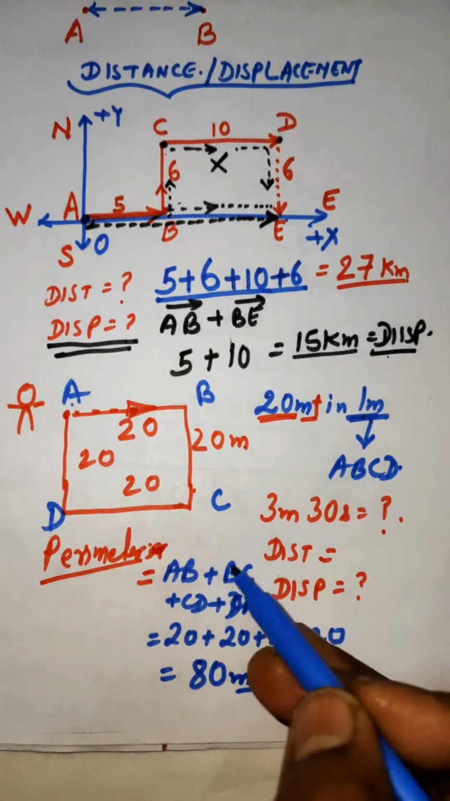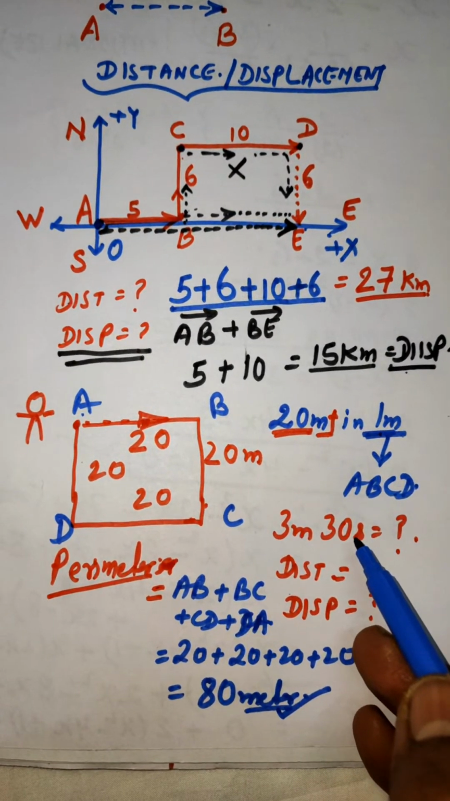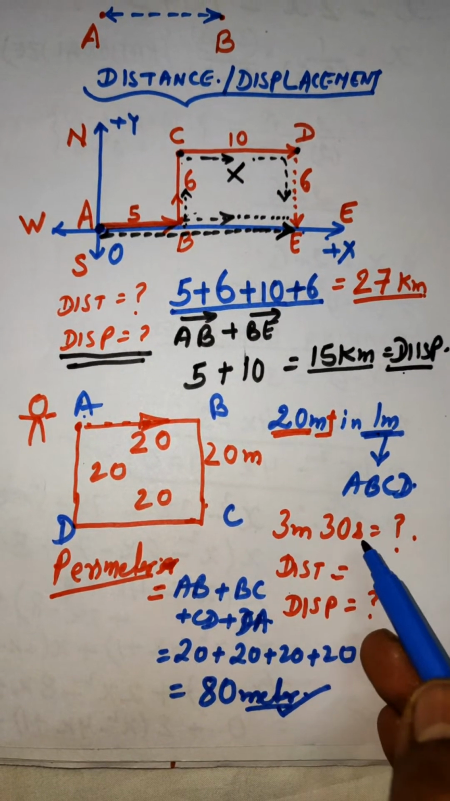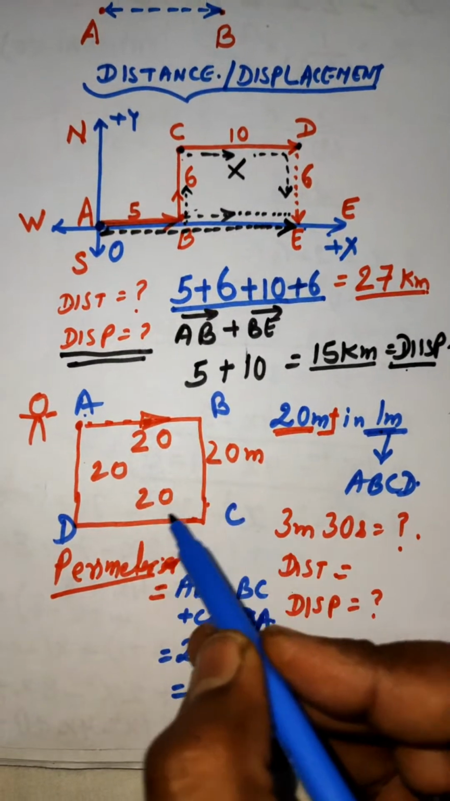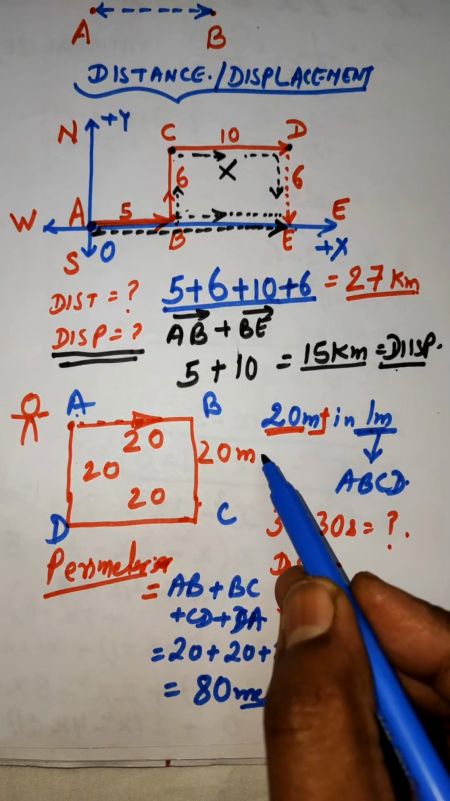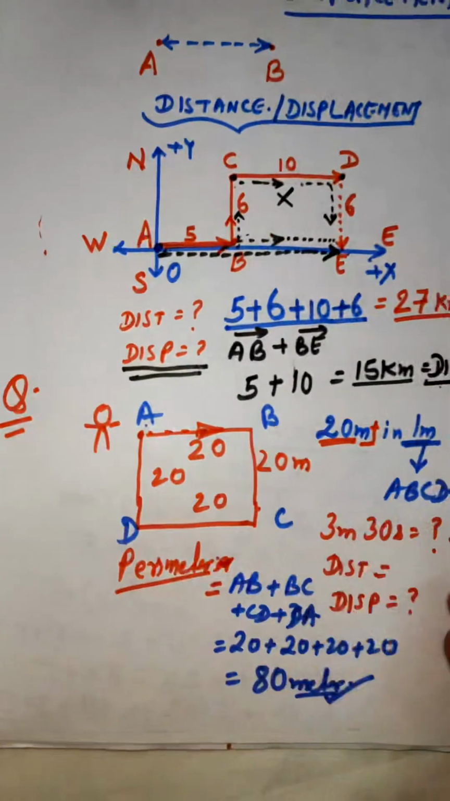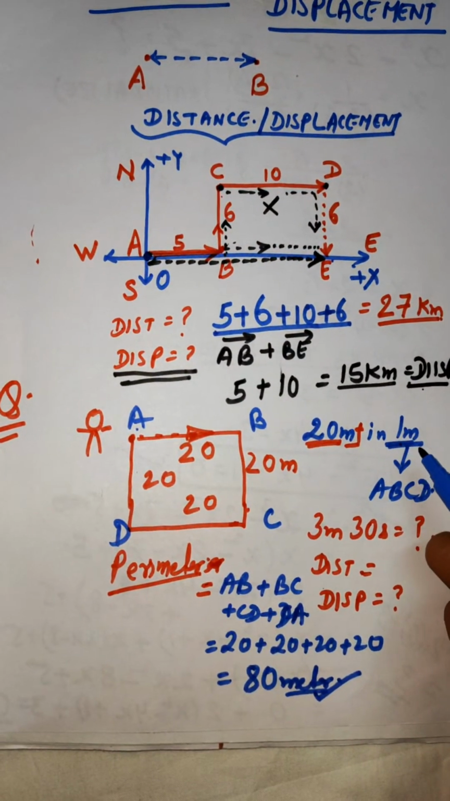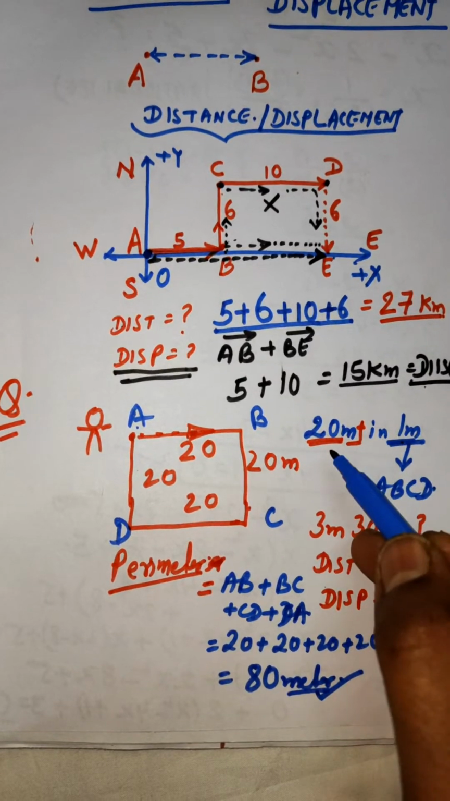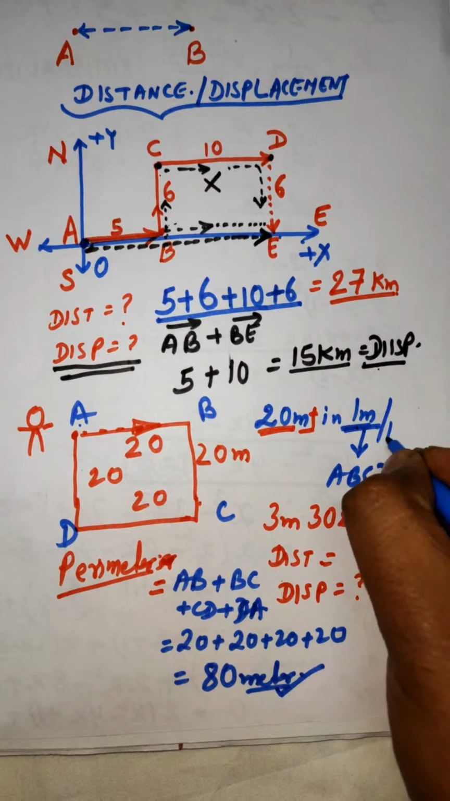Now we need to find, in 3 minutes and 30 seconds, how much distance he covered. So students, it's given in the question that in 1 minute he is covering one round. 1 minute per round.